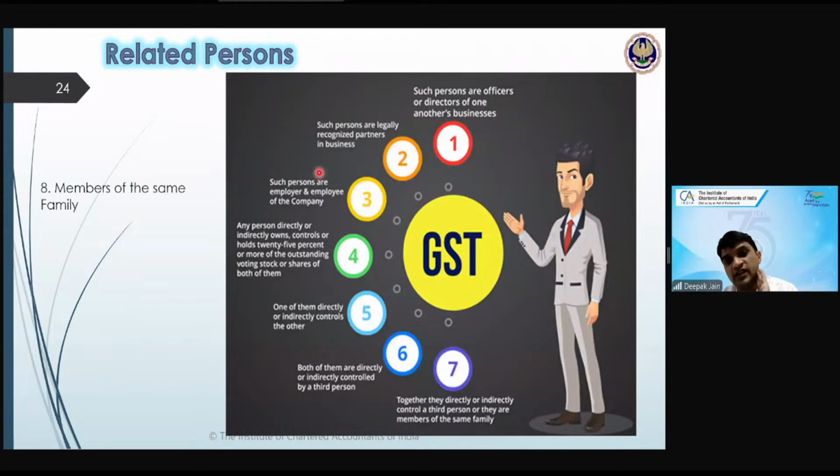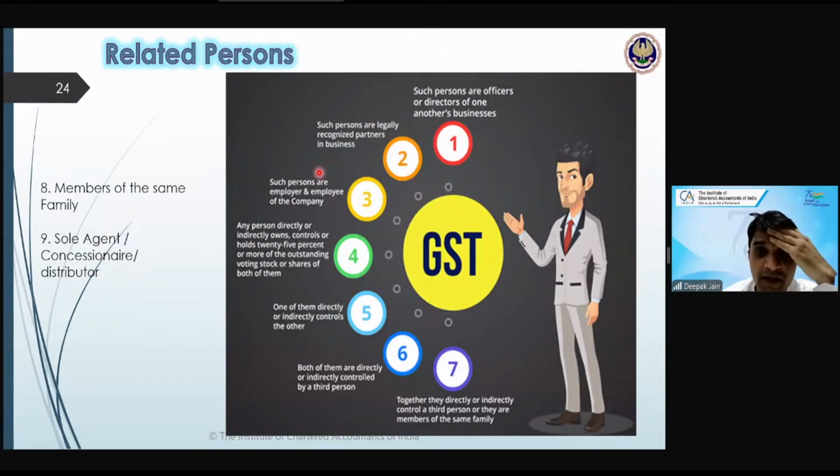Somebody is asking what is a related person? The definition of related person is that such persons are officers or directors of one another's business. Such persons are legally recognized partners in business. Such persons are employer and employee of the company, and any person who directly or indirectly owns, controls, or holds 25% or more of the outstanding shares. So if you're holding more than 25%, then also you're a related person.